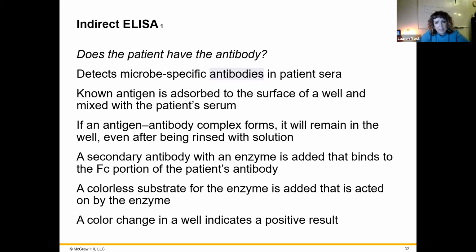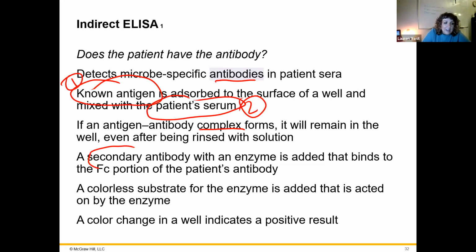So indirect, does the patient have the antibody? Same concept here. We're going to determine if the patient has the antibody. So we have a known antigen, we'll adsorb it or stick it to the well, and then we will add the patient sample, patient serum. So with this known antigen, we add the patient serum, and then we can do rinses. That complex, if it is there, will stay there after the rinses. All right, so we've rinsed all the excess so we won't get some sort of false positive.